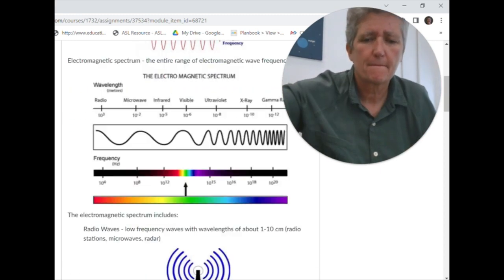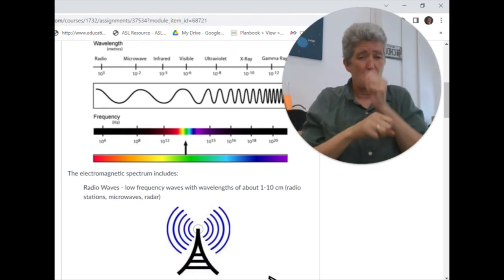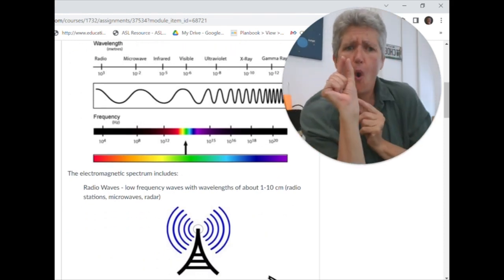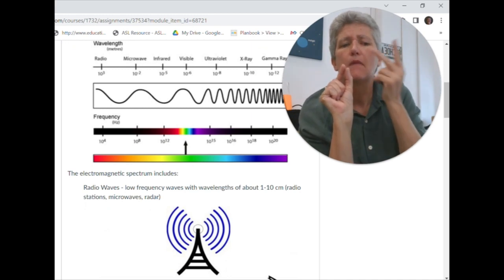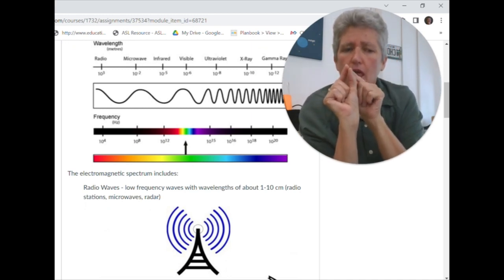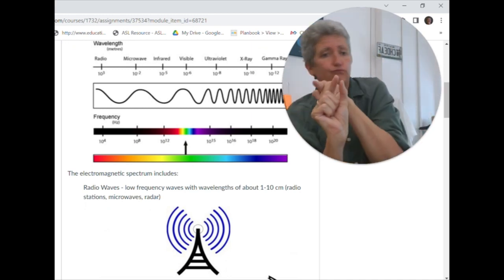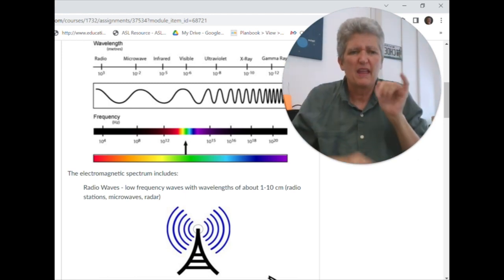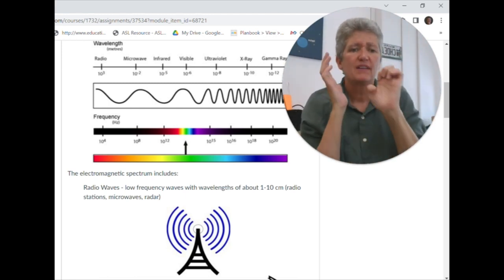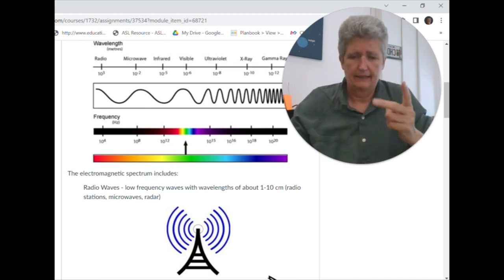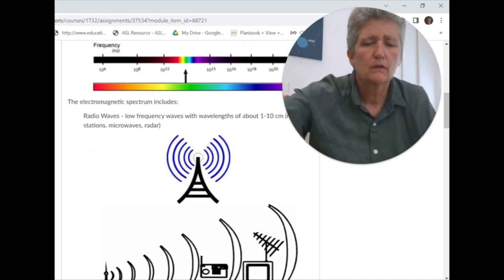I'm going to explain and expand on each one of those different kinds of waves along the spectrum. The part that we can see, the visible light, it's actually really small. But there's other waves, larger and smaller than what you can see, that you can't see. It's a whole spectrum along there.